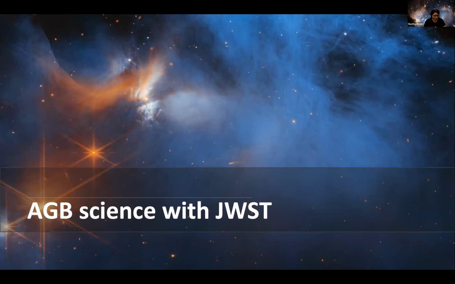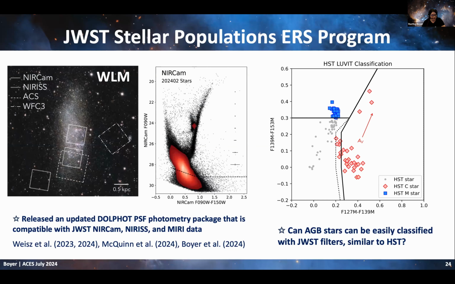So now I'm going to jump into JWST observations, and I will start by talking about how you find the AGB stars and how you classify them with JWST, because that's the first step. So this is the JWST Stellar Populations Early Release Science Program. And the goal of this program really wasn't AGB stars. It was really to demonstrate point source photometry with JWST. And their primary deliverable was a PSF photometry package.